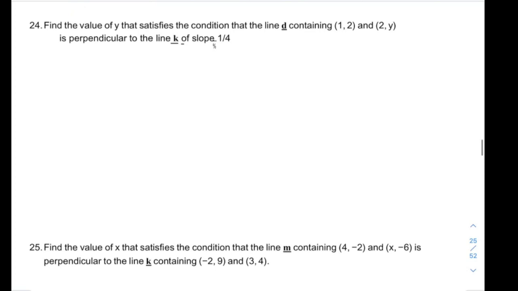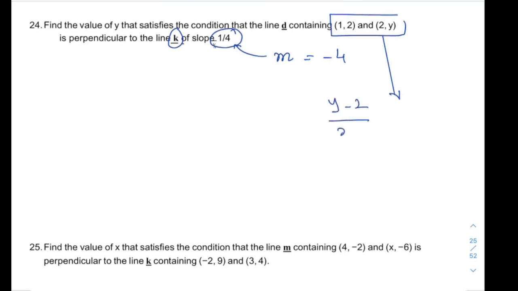Find the value of y that satisfies the condition that line D containing these 2 points is perpendicular to K with this slope. Since it's perpendicular to that one, we will find our slope. Our slope will be -4, right? Because we know that it is flipping and reversing the sign, the negative reciprocal or the opposite reciprocal. So let's find the slope here. y2 minus y1 over x2 minus x1. x2, which is 2, minus 1, will be equal to my new slope, which is -4.